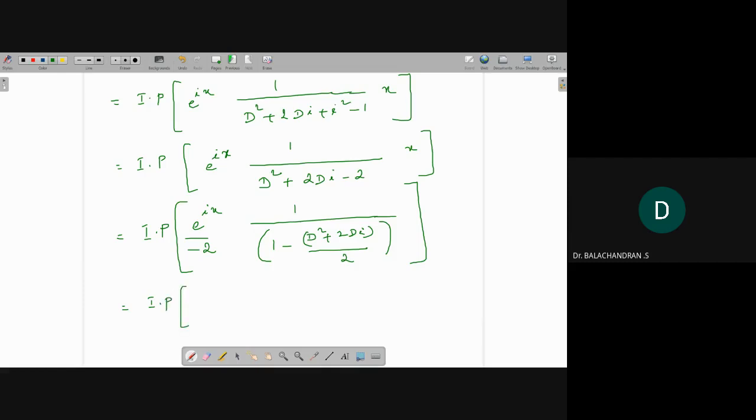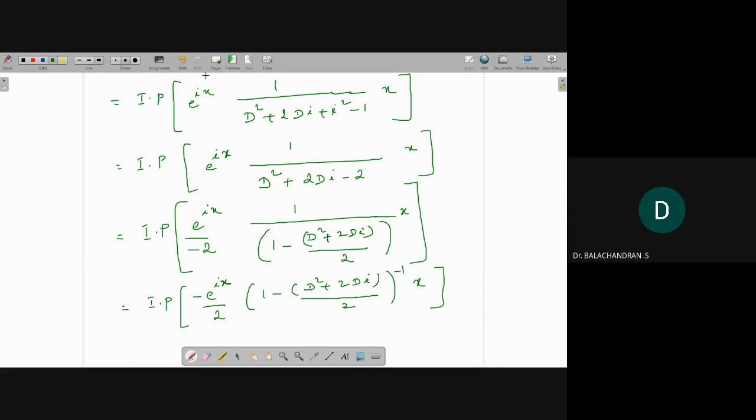Okay, so now this is equal to the imaginary part of minus e power ix by 2. This is x, we'll write in the numerator. So 1 minus, I will write in the numerator, 1 minus D square plus 2Di divided by 2, and then whole power minus 1, minus 1 into x.